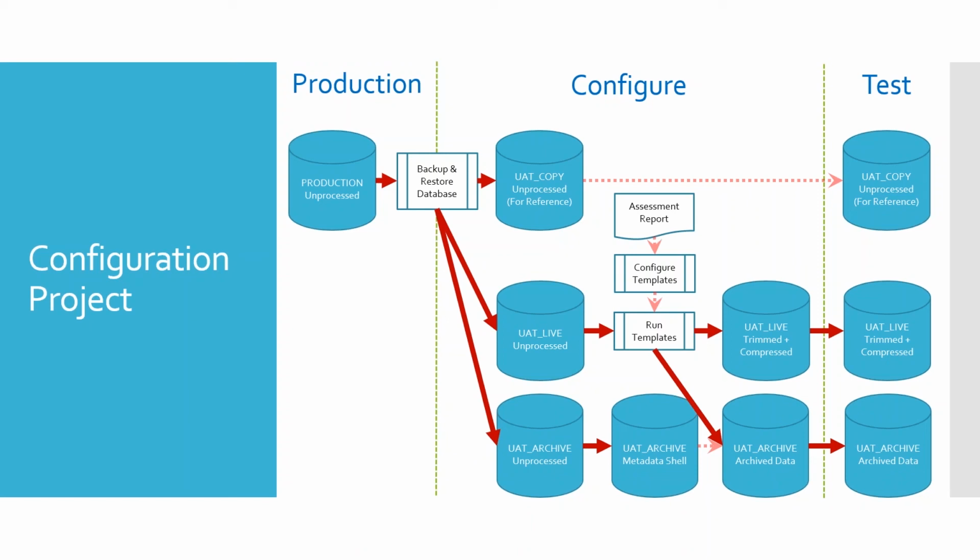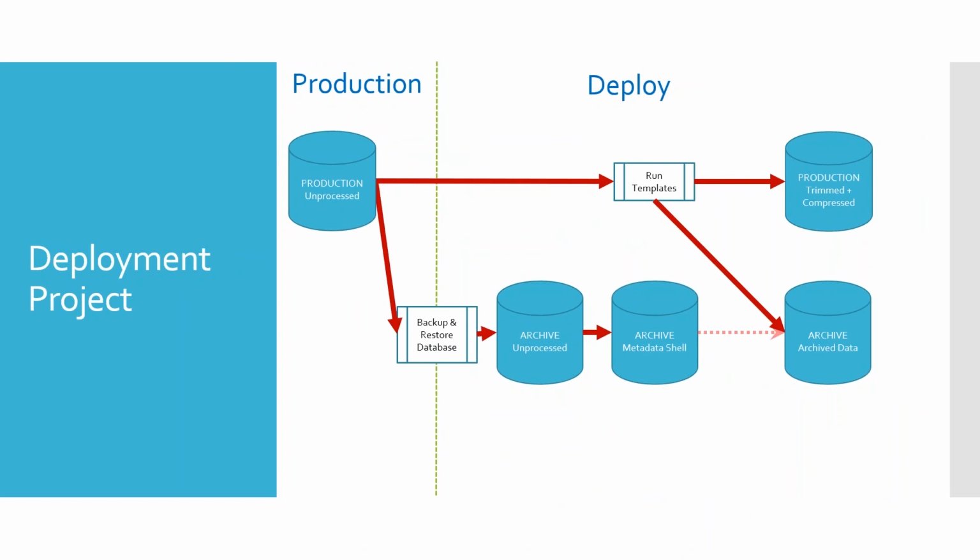Okay, so let's assume now you've done the test phase, everything looks good, and you're happy with it. What happens when we go to live? So in the deployment project, what we do is we take the production database and we back it up and restore it, and again, create an archive database, delete all the records out of that archive database. So now you're left with a shell, right? And guess what? The templates that we created over on the configuration project, we now take those and we simply apply it to production. And now you can see it just simply takes the production data and now trims and compresses that production data and populates that archive database, right? So all that should be applied and run fairly smoothly.